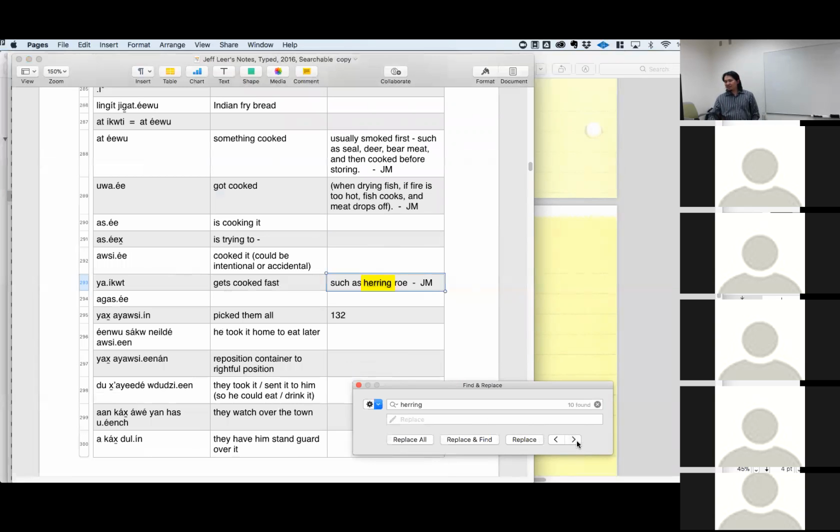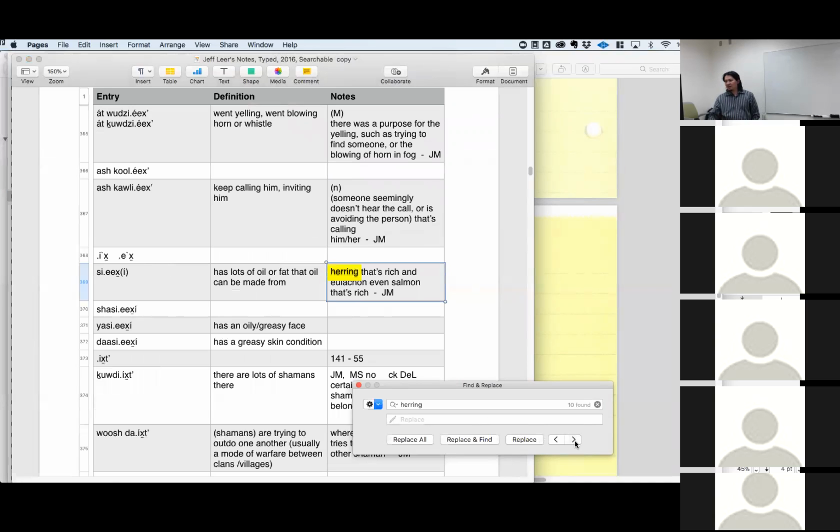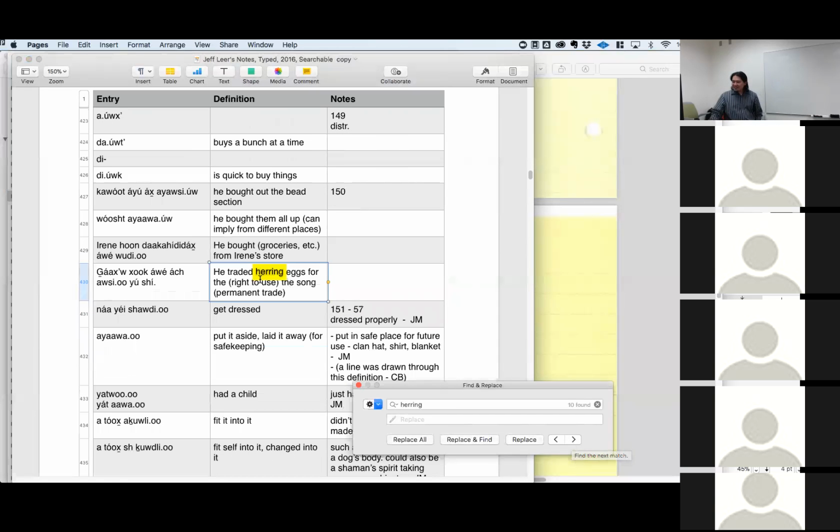Herring roe, cooking fast. Ikut. Herring that's rich, and yulashan, sock, that's even salmon that's rich. Se'echi. So there's something that has a lot of grease on it, has a lot of oil. Yase'echi. Chat yase'echi. That's probably me. I got a greasy face. Traded herring eggs. Traded dried herring eggs for the right to use the song.